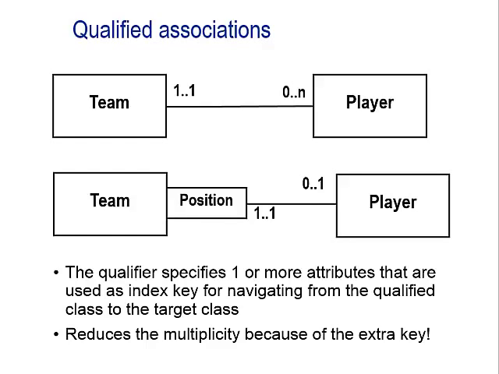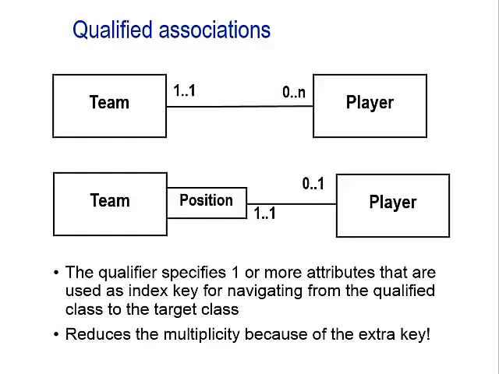So we have team and player. A team can have a minimum of 0, a maximum of n players. A player is always related to minimum 1, maximum 1 teams. In other words, minimum 1, maximum 1 refers to exactly one team. We can now add a qualifier next to team, and the qualifier is, in this case, position. A team at a particular position has 0 or 1 players. Position can be forward, midfielder, or defender, for example, if you would be talking about soccer.